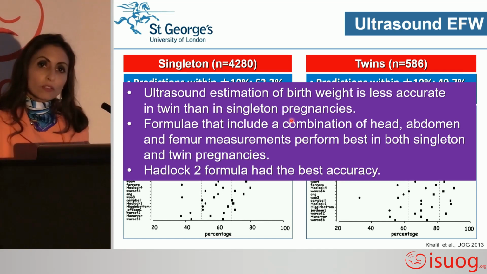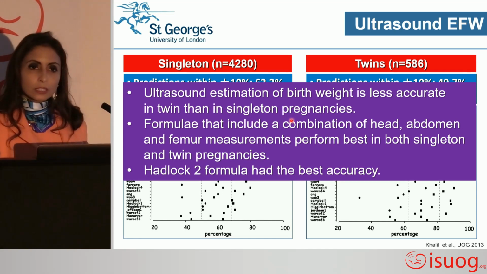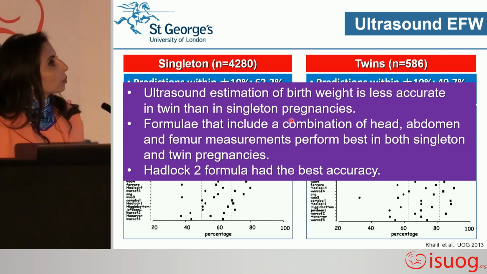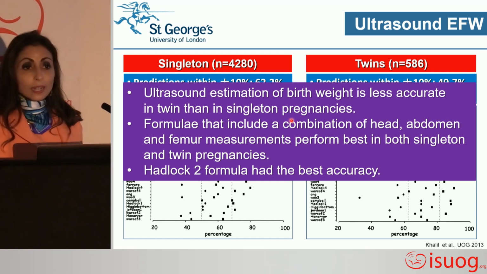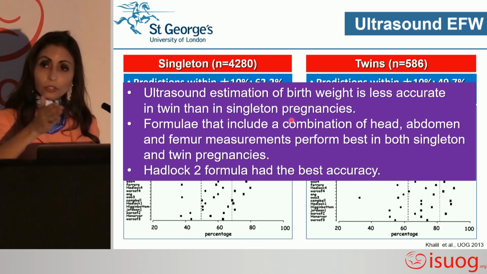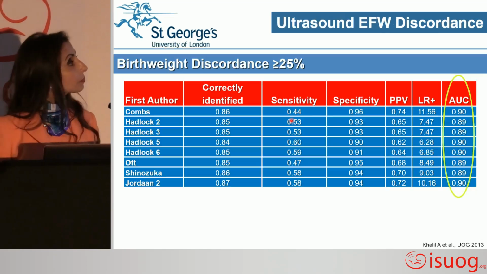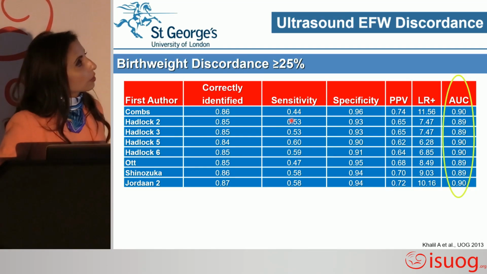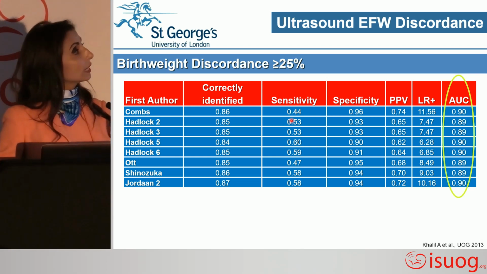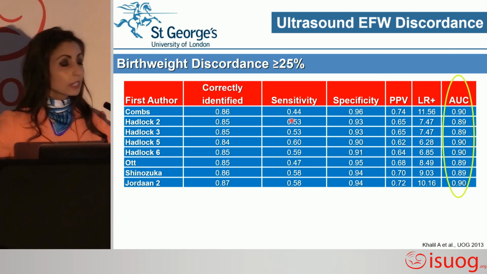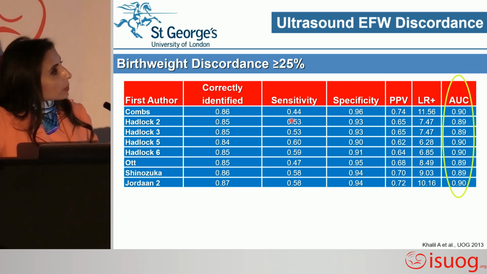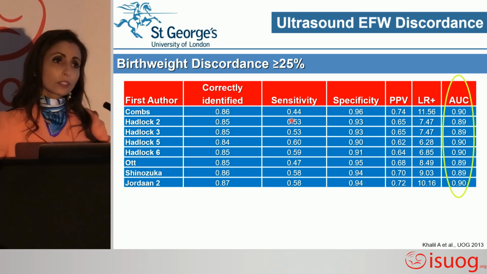Number one, it confirmed what we know, that the ultrasound is less accurate in twins compared to singletons. But also, among these formulas, the Hadlock 2 formula had the best accuracy, either in singleton or twin pregnancies. And when we looked at the accuracy of the ultrasound scan estimation of the discordance, again in the same cohort, so that they were scanned and delivered within 2 days, for a discordance of 25% or more, this AUC of 0.9 means it's a very good predictor.